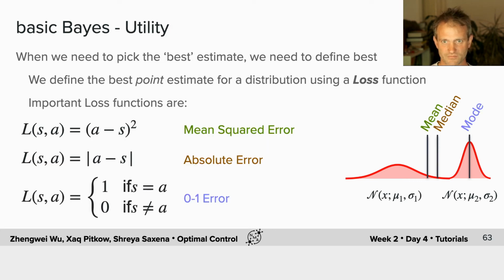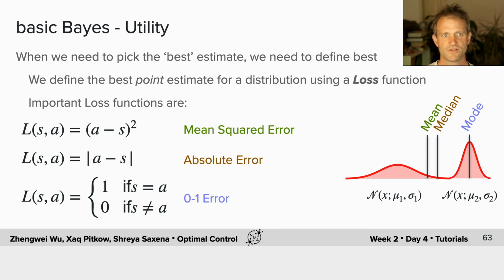Now, when we want to use utility to help us estimate some point that will be good in a distribution, we need to define what good is. And one way of defining this is to use something that we call a loss function. A loss function is a special type of utility function where we're really only interested in the difference between the true state of the world and our guess or our estimate. Let's look at a couple of these and see why they're interesting and important.